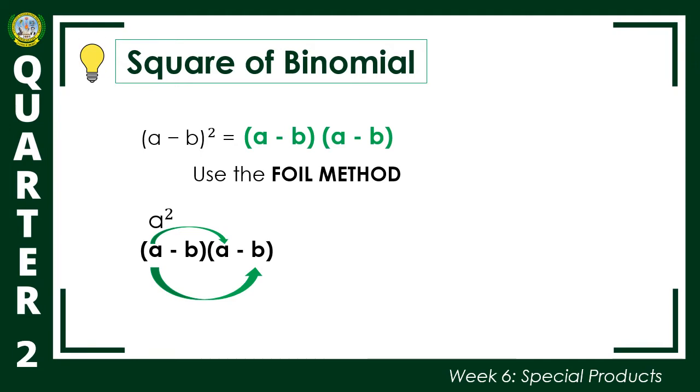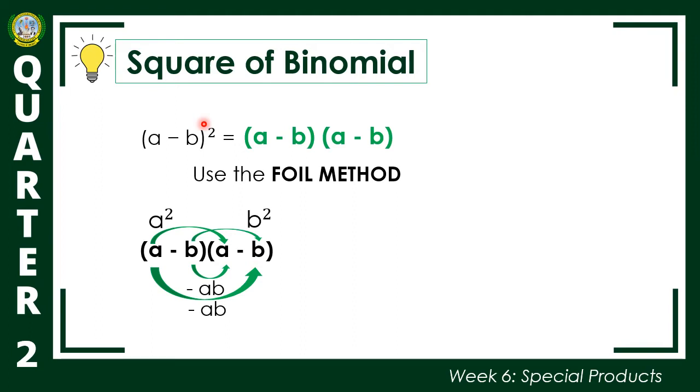Therefore, a times negative b, we will get negative ab. And same with negative b times a. So, negative b times a is equal to negative ab as well. Again, negative times positive is negative. And then, negative b times negative b. So, negative times negative is always positive. Therefore, the answer there is still b squared.